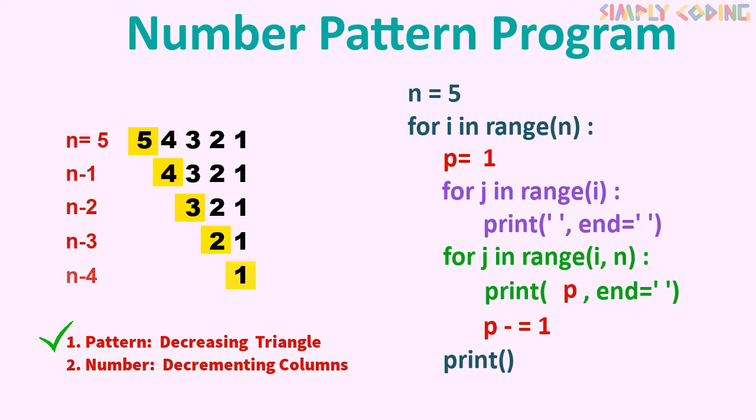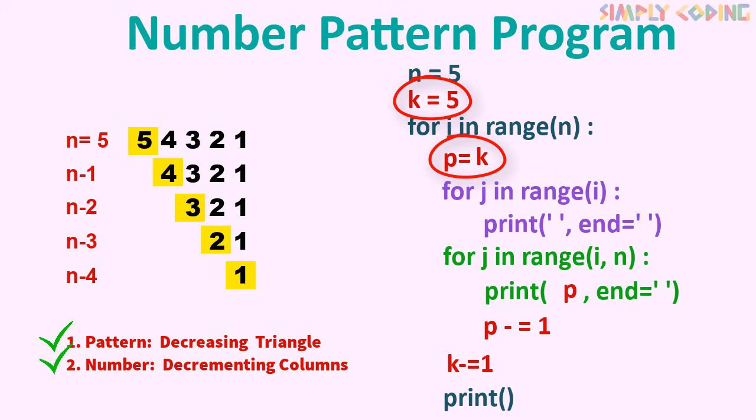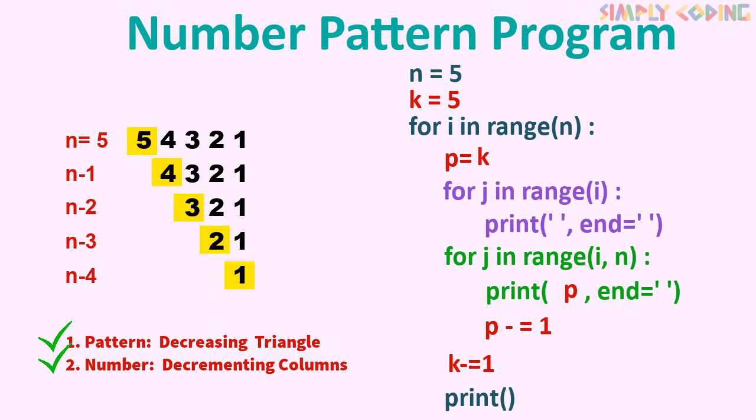Here I will initialize another variable k outside the outer loop and initialize it with 5, like how we had done for the rows. I will use it to initialize p every time. After printing a complete row, in the end we will decrement it by 1. So here there is a combination of two variables, one k to decide the starting number of rows and second p to handle the columns.